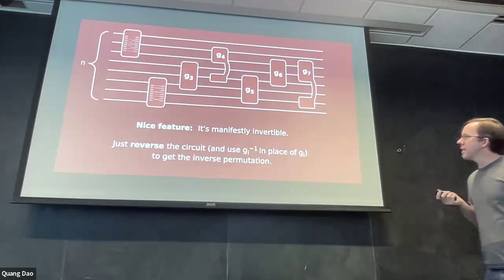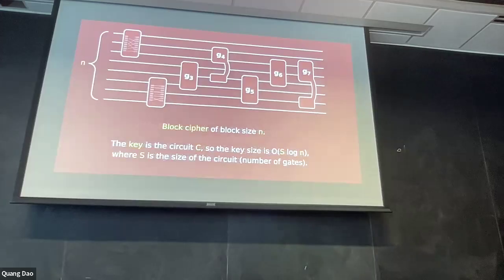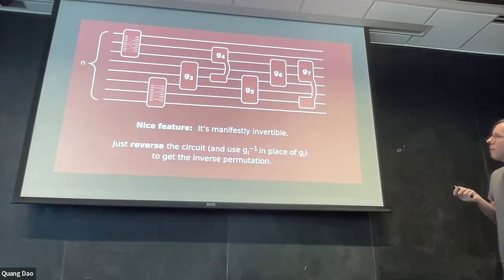And another feature about this is that it's manifestly invertible. It computes a manifestly invertible bijective function because you compute the inverse function just by running the circuit backwards. You just make these the inputs and these the outputs. And for each little gate you have to reverse the arrows inside the gate. You have to compute the inverse permutation.